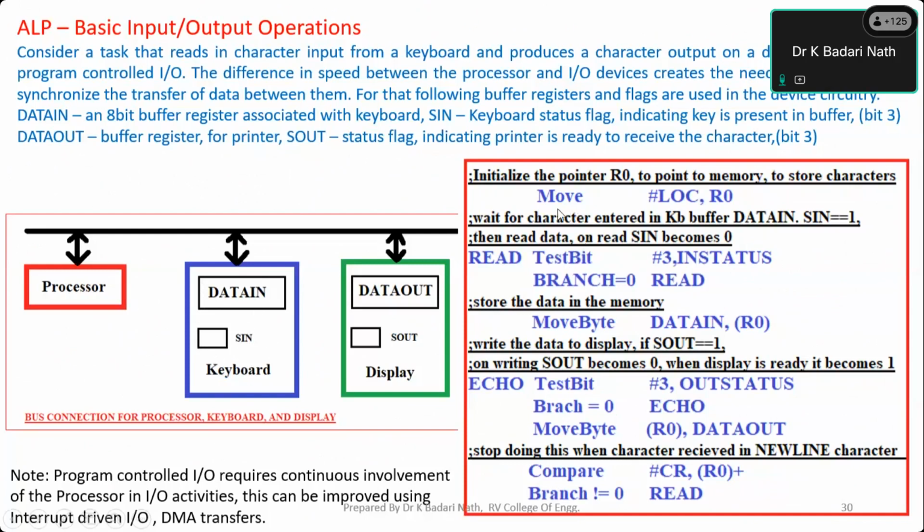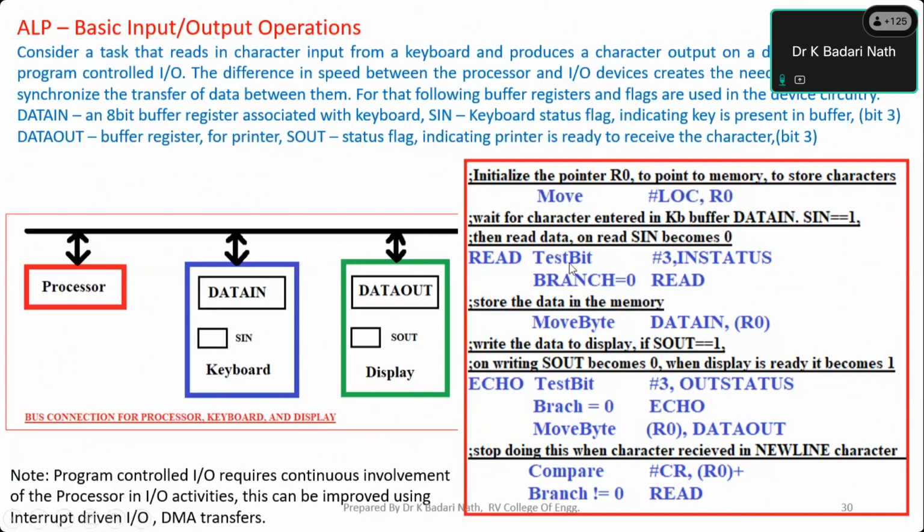So look at that. Move hash location, R0. Here in this case, the location is an immediate addressing mode. Even though it's an immediate addressing mode, here location is not a value. Location is the address of the memory location, and I'm moving that value into R0. So now R0 acts as what? A pointer which points to the memory location called location.